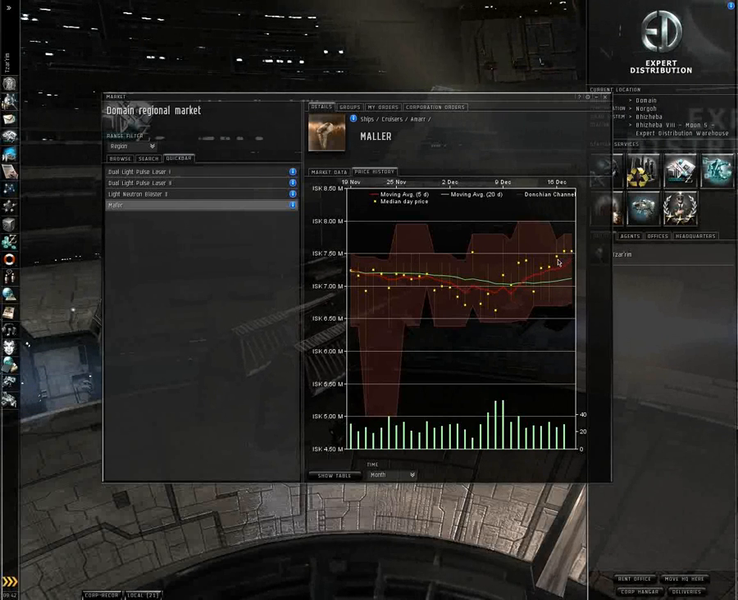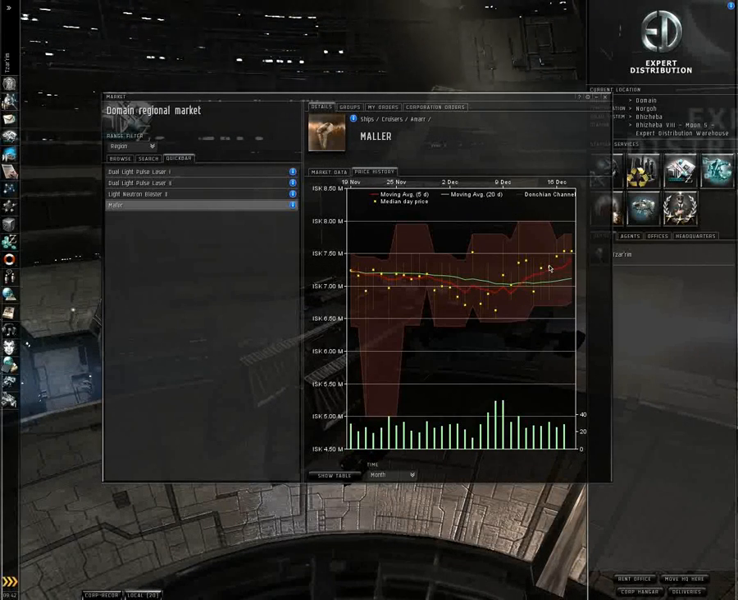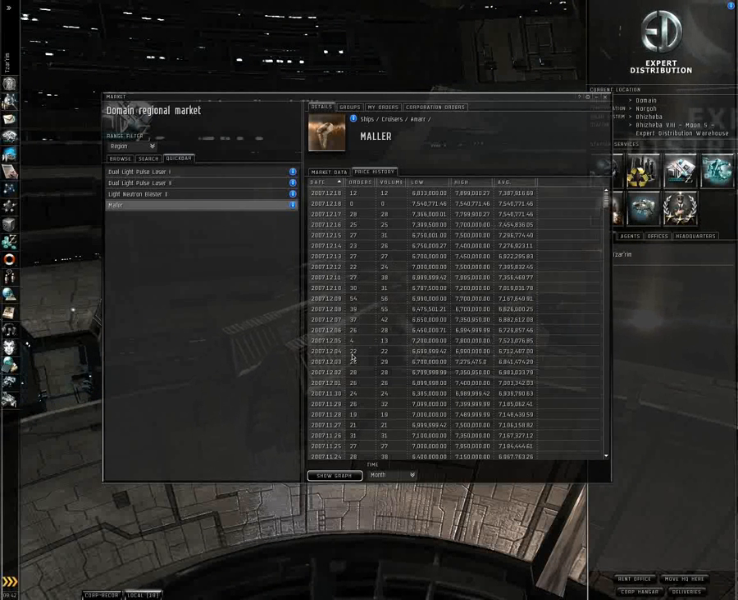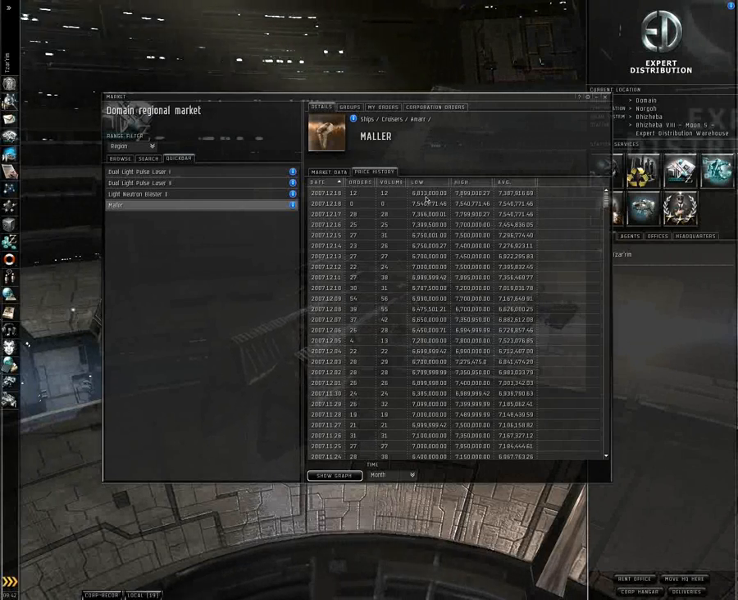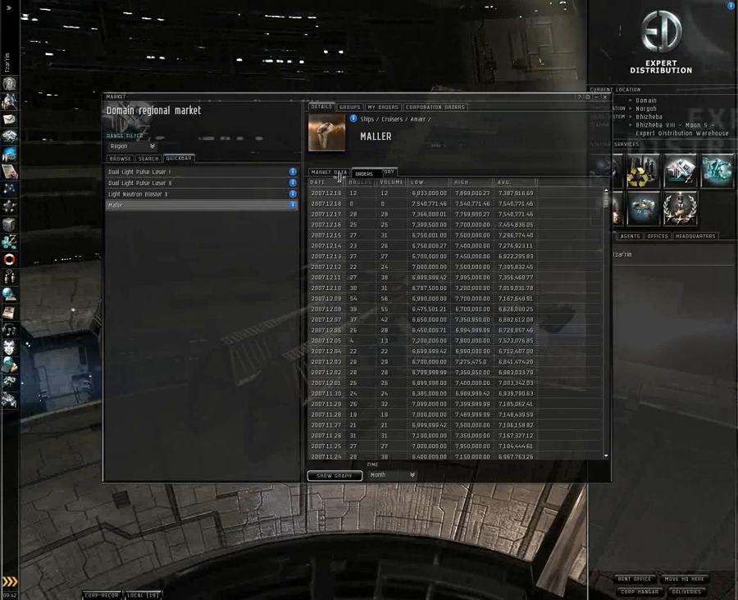These yellow dots are actual sales at sale prices. If I go to show table, you can see that today there have been 12 sold, and the lowest was 6.8 and the highest was 7.8. Okay, so that's $1 million difference. 12 sold, $1 million difference. Oh, that's not bad. But the actual product is almost 7 million, so you're not making a lot of profit.